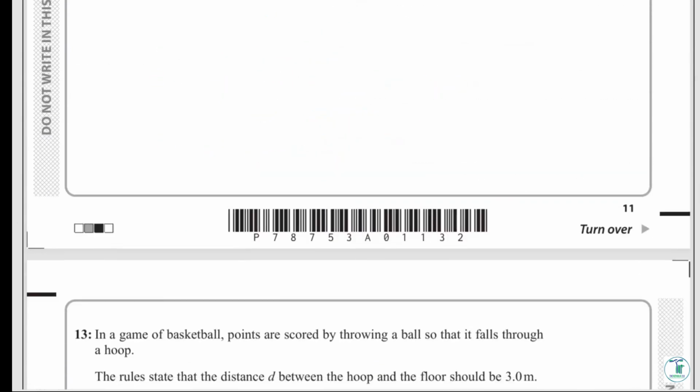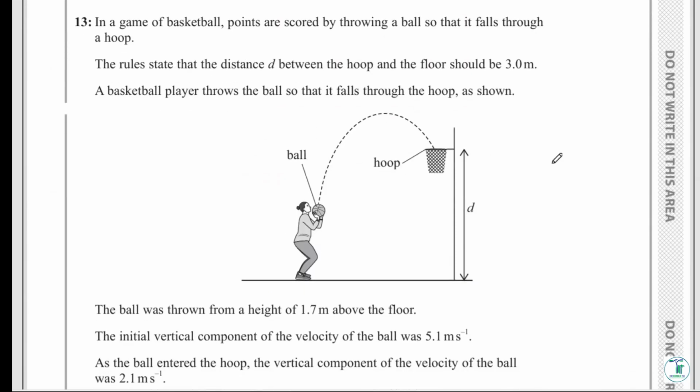Now you have got this question number 30. In a game of basketball, points are scored by throwing the ball so that it falls through the hoop. The rule states that the distance between the hoop and the floor, the vertical distance, which is going to be this distance, D, should be 3 meters.